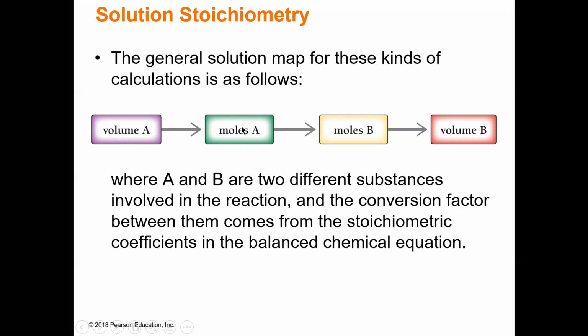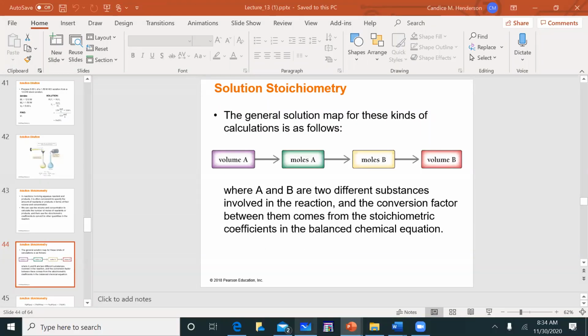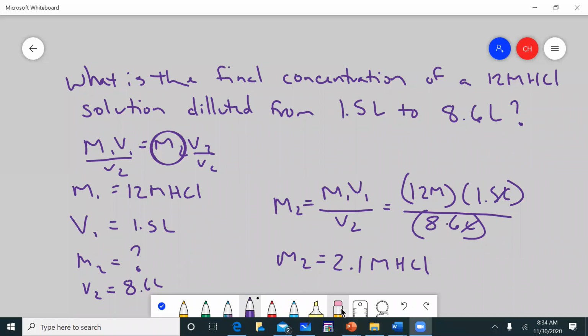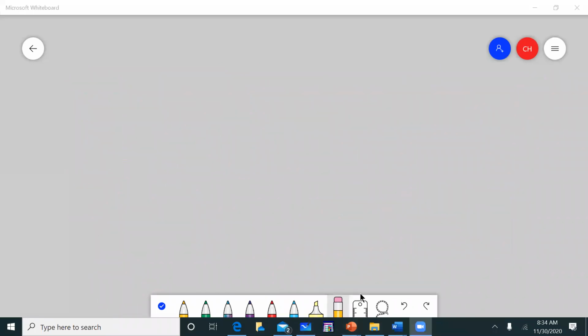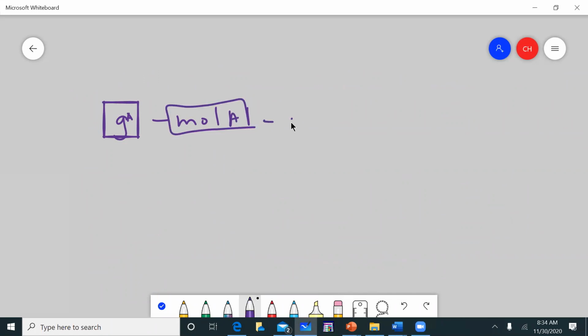Volume of A goes into moles of A goes into moles of B, and moles of B back into volume B. And I'm going to add this to our other stoichiometry flow chart over here. I'm going to draw it out for you. So if you're like, oh man, stoichiometry, what was going on there? That was when we were going from grams of A into moles of A, into moles of B, into grams of B. And let's talk about how we got there.